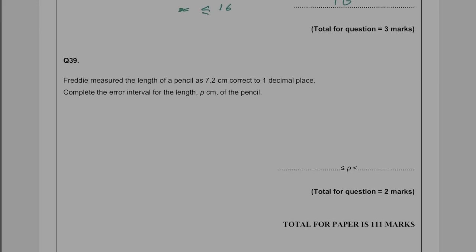Okay, 29. Freddie measures the length of a pencil as 7.2 centimeters correct to 1 decimal place. Complete the error interval. Right. So students really tend to do badly on this. If it's 7.2, it means it's been rounded to 7.2 instead of 7.1 or 7.3.